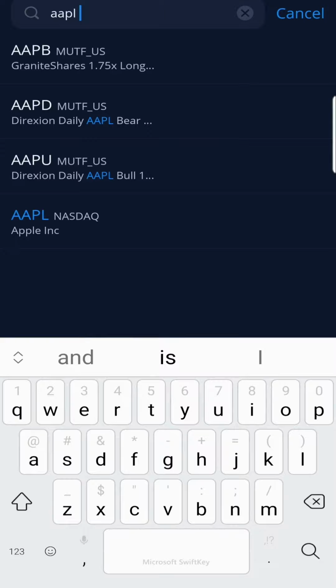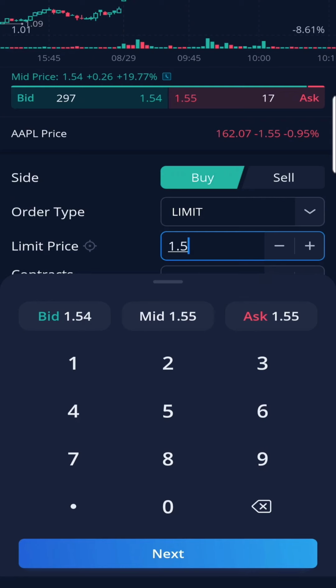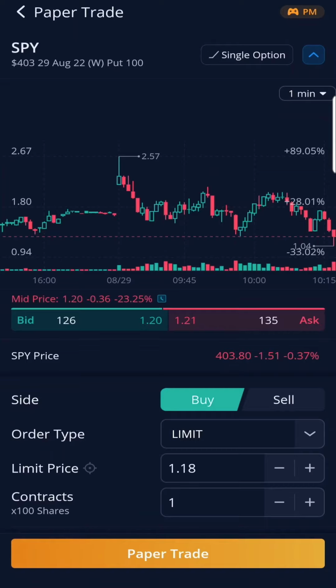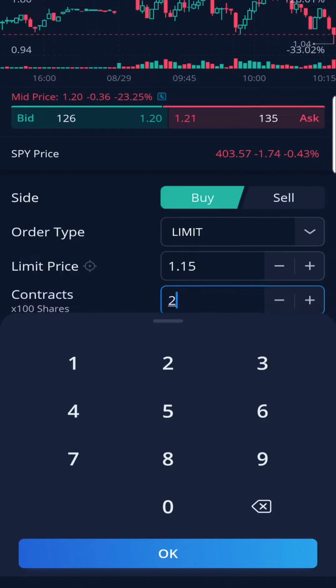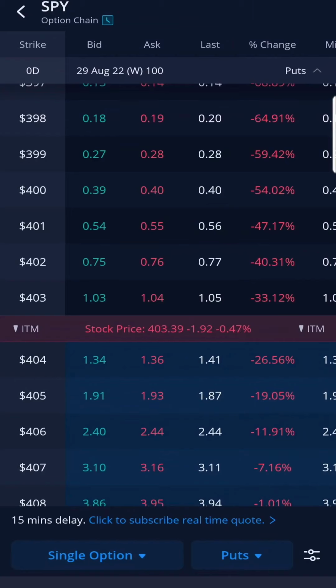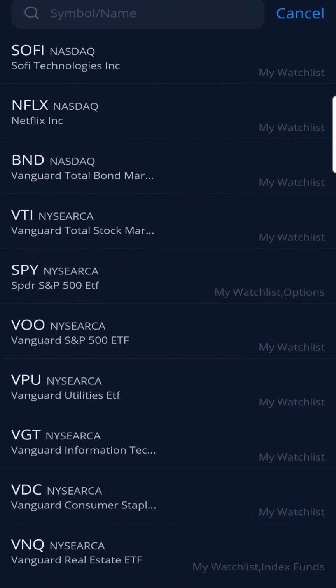I set my limit price at 1.5 for 2 contracts. Lastly, I hit Paper Trade. I also added a put on SPY at the strike price of $403. My limit price was 1.15 or $115 for 1 contract.